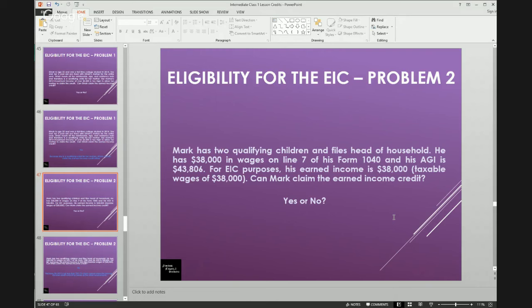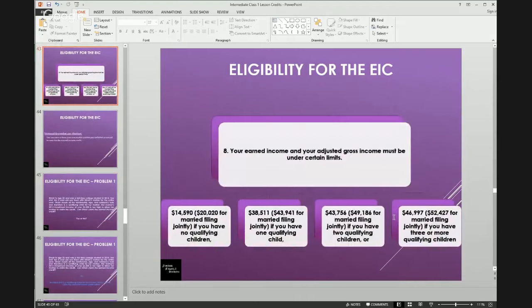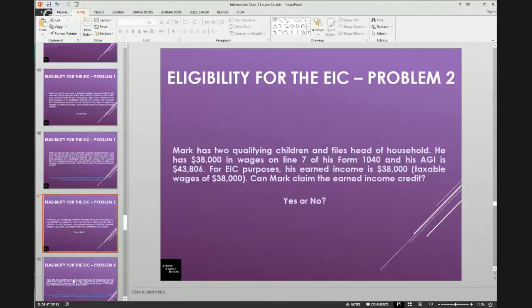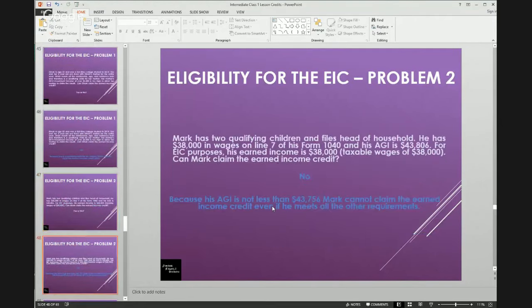Here we have Mark. Mark has 2 children and his wages are $38,000. His adjusted gross income is $43,806, and for earned income purposes, his earned income is going to be $38,000. Can Mark claim the earned income credit? So looking at the limits, he's going to have 2 children and he made under the $43,756. So the answer would be yes.